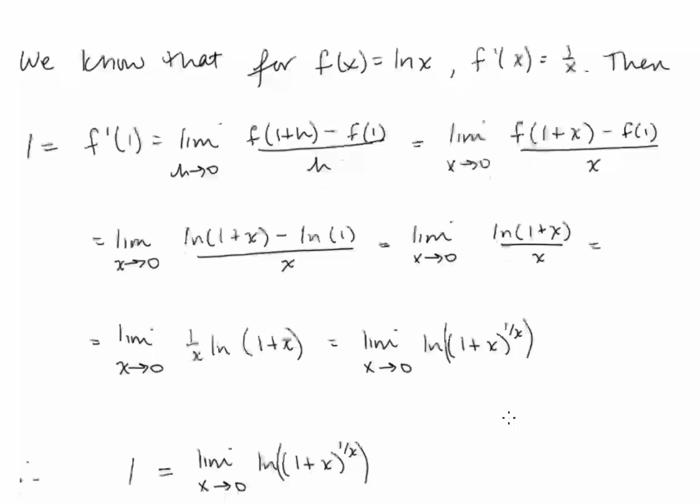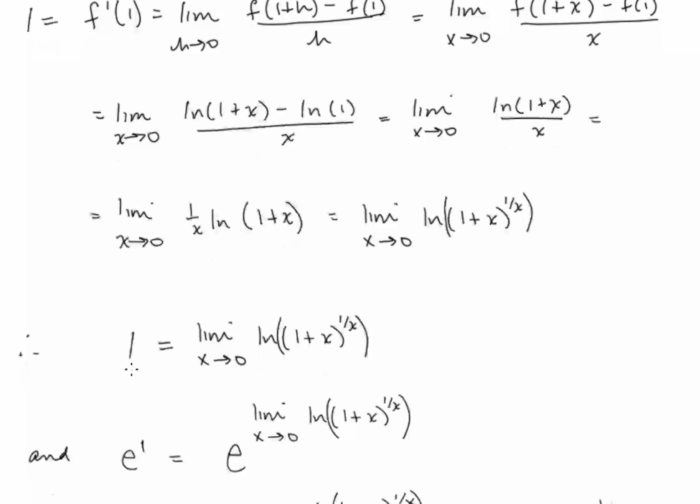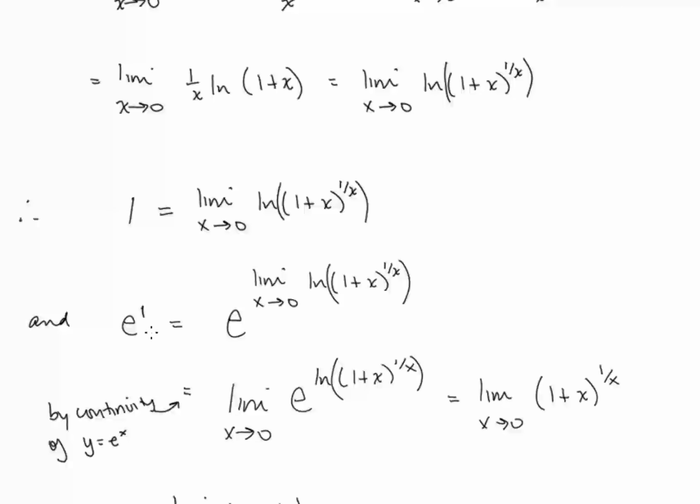Now we're almost there. Because 1 can be written as this limit, e to the first power must equal e to the power of this limit. So now we have this equation here, and let's simplify the right-hand side. e to the limit as x goes to 0 of ln of 1 plus x to the 1 over x is equal to limit as x goes to 0 of e to the ln of 1 plus x to the 1 over x. This is by the continuity of y equals e to the x.